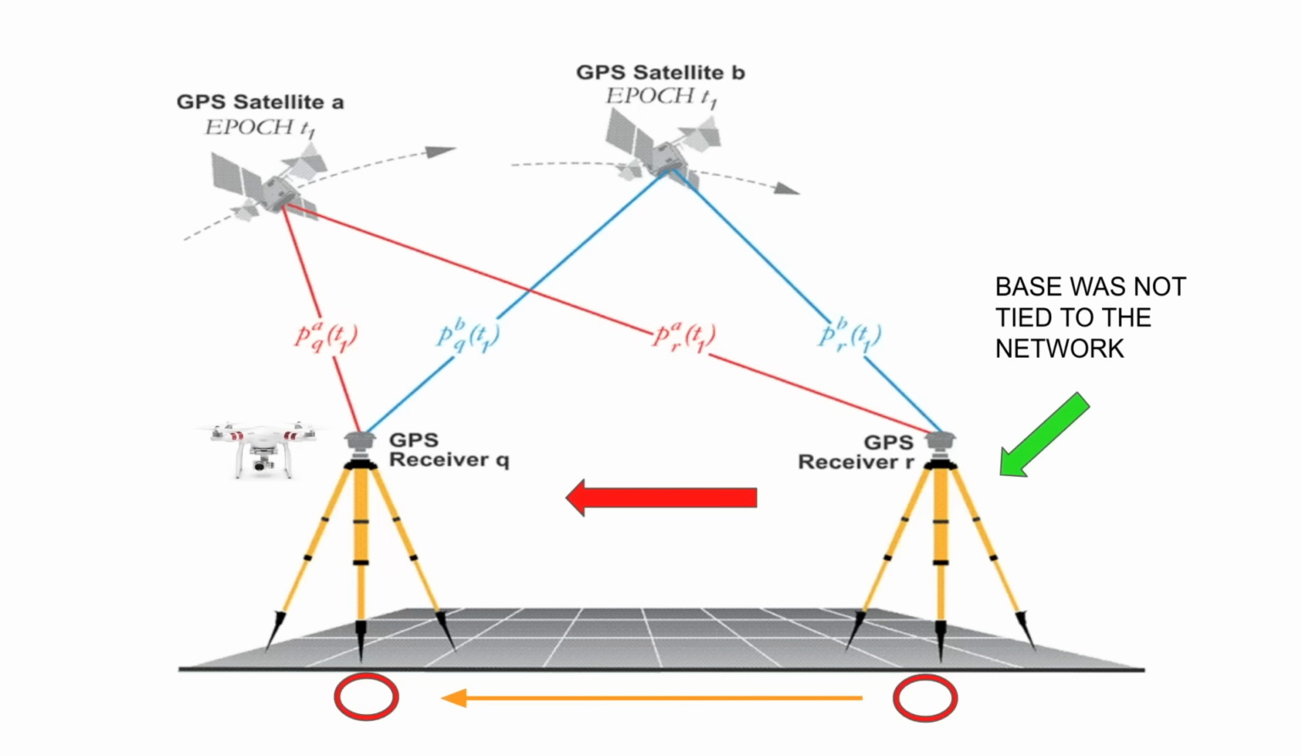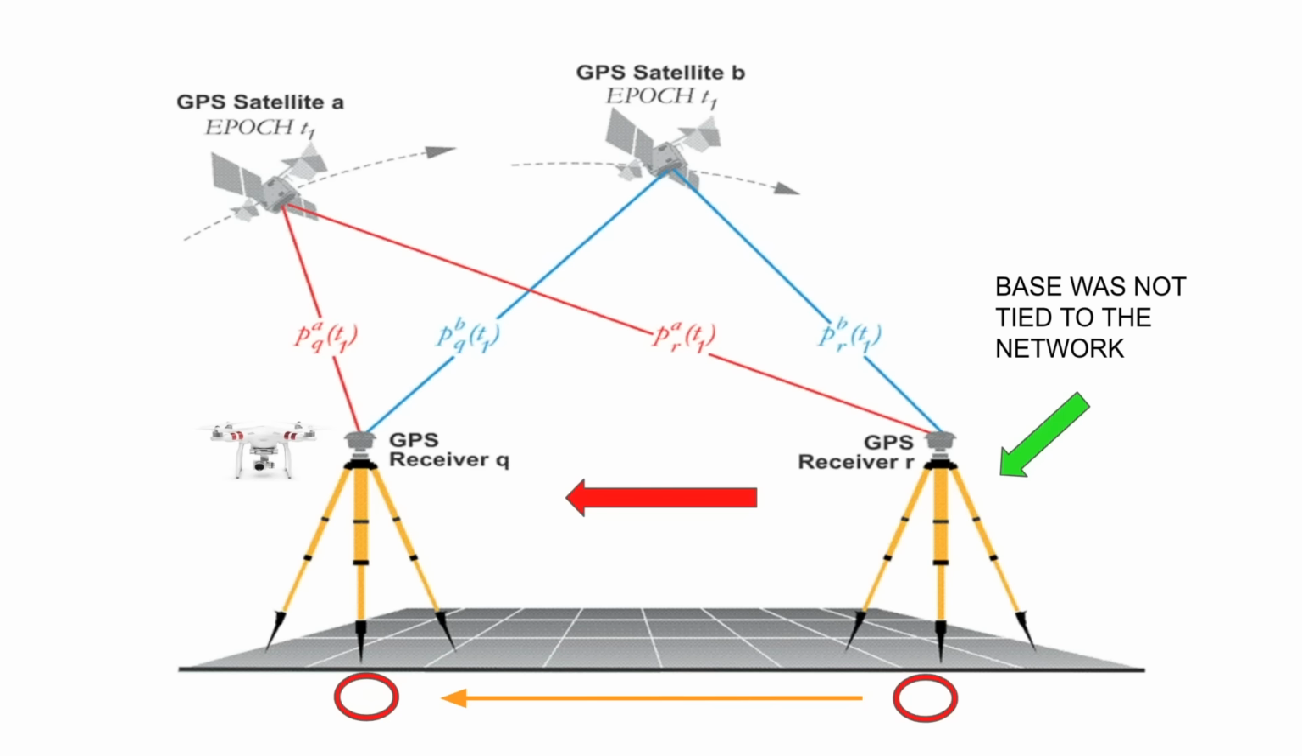Okay, so in this diagram, the base was not tied into the existing network. So even though the corrections to the drone were all very accurate, so the relative positions from the drone to the base were all 5 centimeters, we were having this big offset issue with the ground control point.